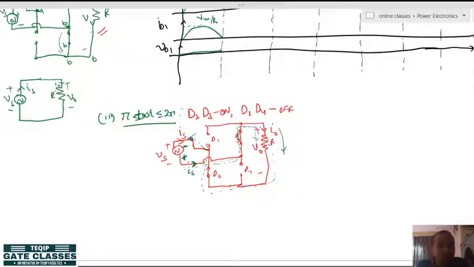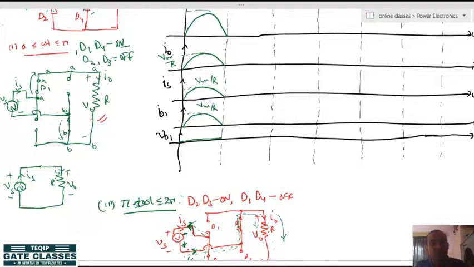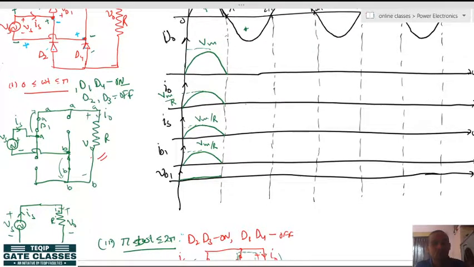Now, here instead of getting out from the source from this side, it is getting in the source from this side. So, here you can see the source current will become negative, all right. We will come to the source current later. First of all, let us draw the load voltage and load current.